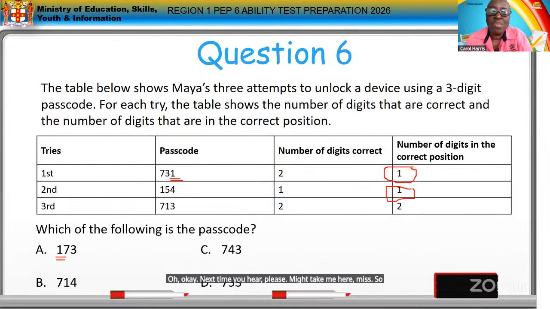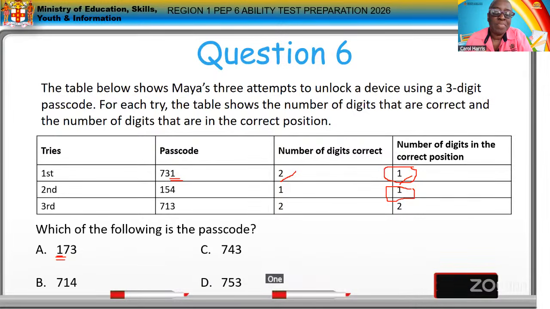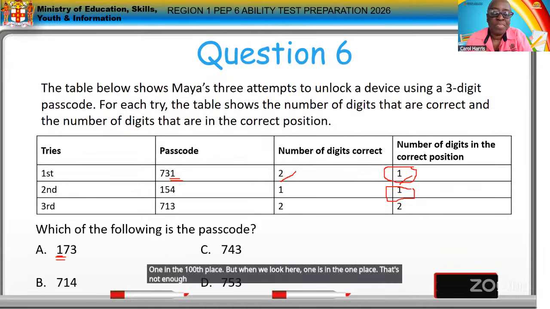So, based on what Miss Harris was saying, in the first passcode, the information given is that 2 digits are correct, but 1 digit is in the correct position. However, when we look at option A, we are seeing 1 in the 100 place, but when we look here, 1 is in the ones place. That's not enough information. 2 digits are correct. It could be 1, it could be 7, it could be 3, any two of those, all right? But let's move on to the second option.